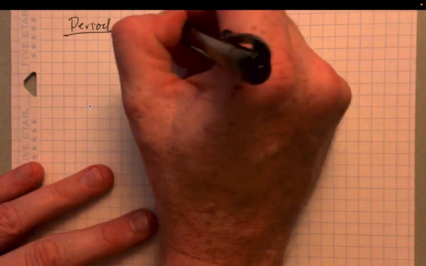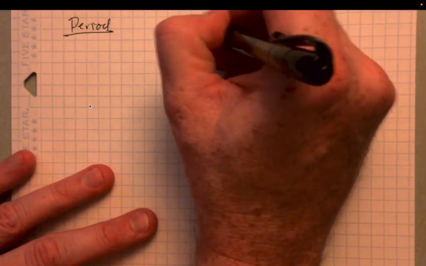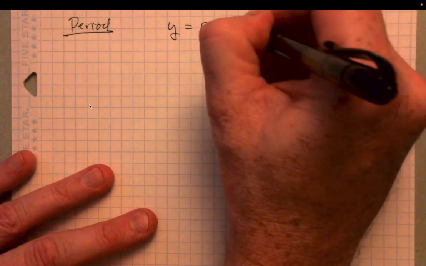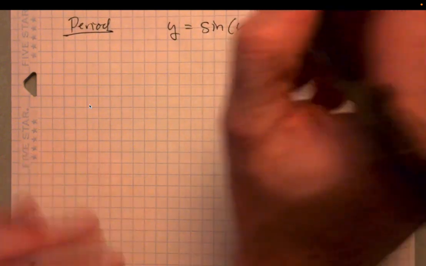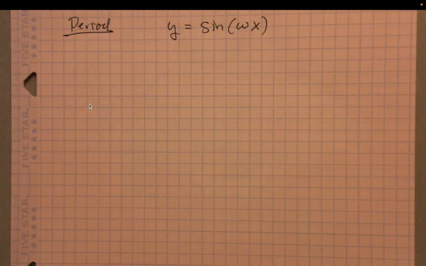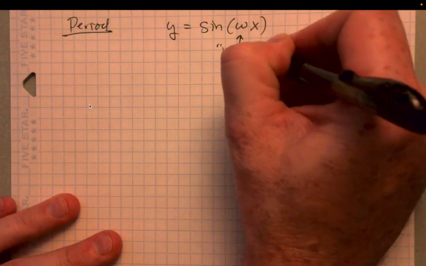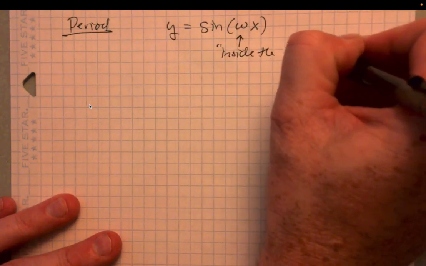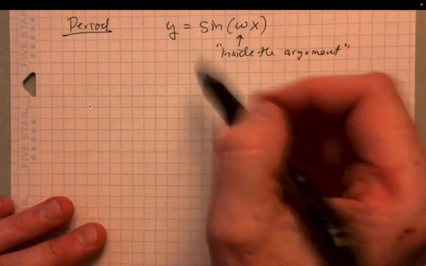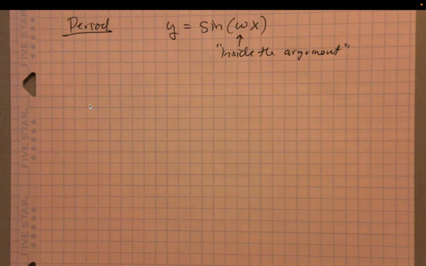Okay, so the period. Now the period, as I said, shows up here in the sine and cosine functions as a factor inside the argument. All right, so here the omega is inside the argument. We call this the argument, like whatever you're plugging into the function. So in this case, the factor that influences the period is found inside the argument of the sine function.